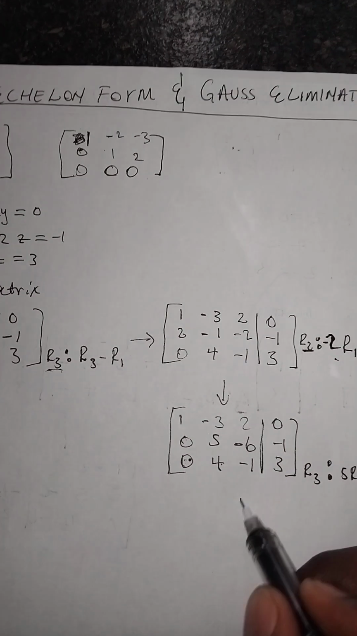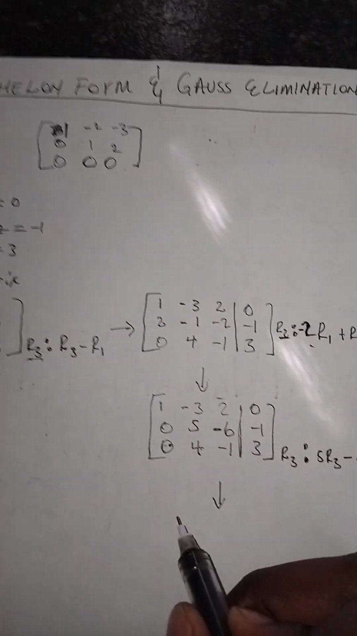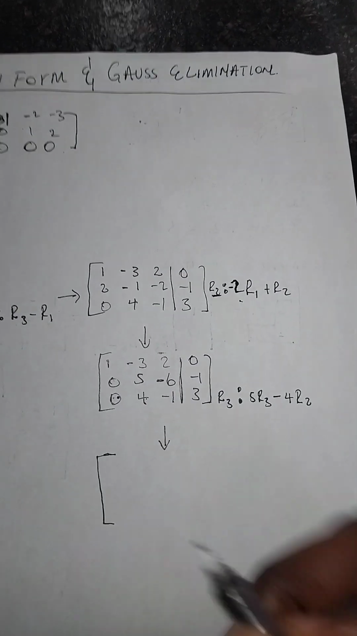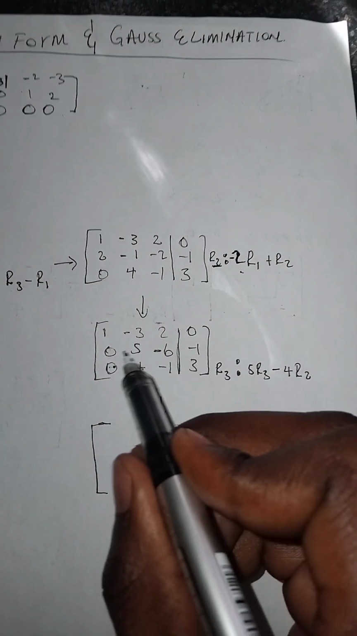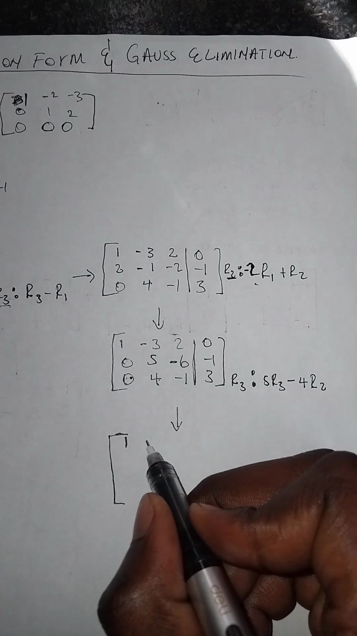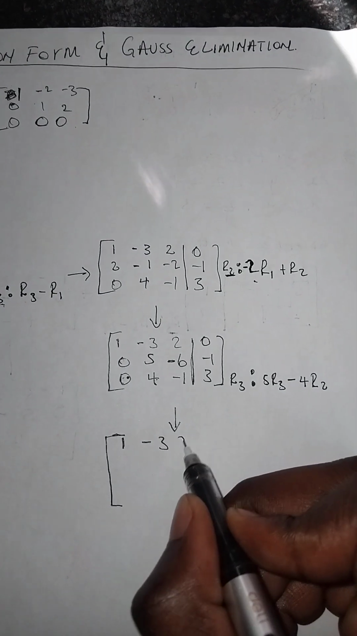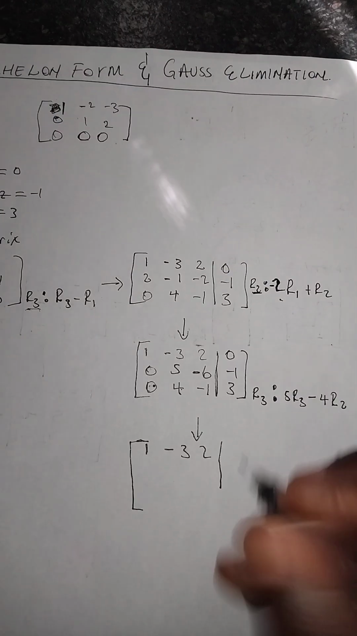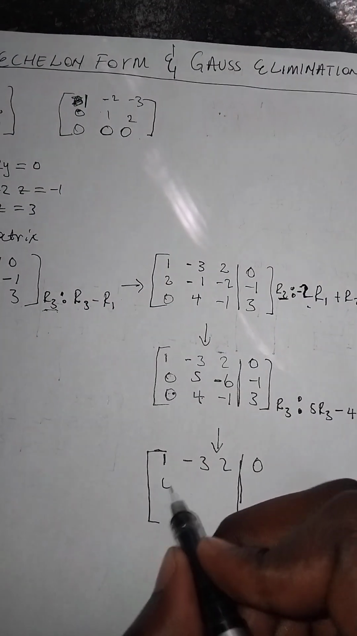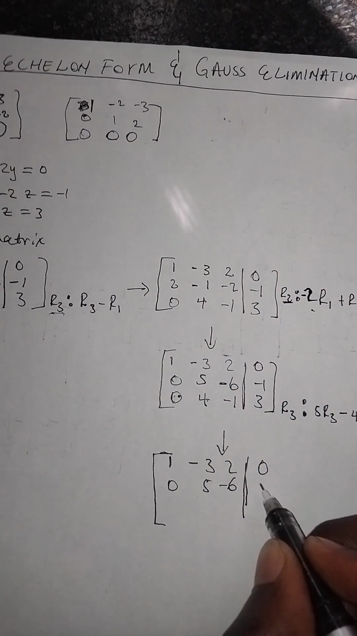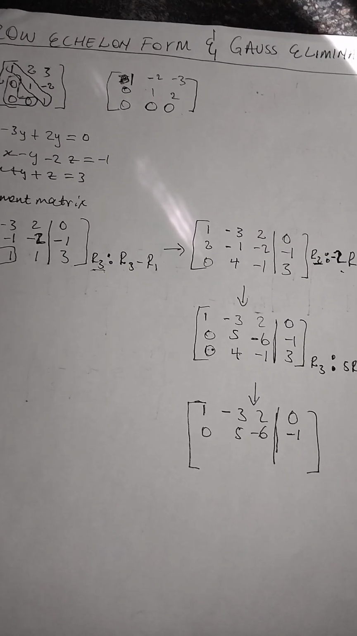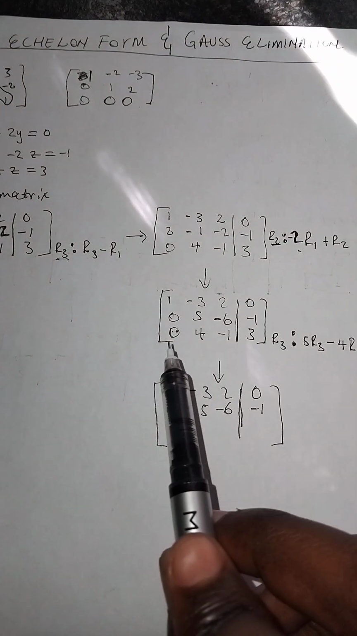So let's see what we get from that operation. The ones where we're not applying the operations are going to remain the same. So this row is going to remain 1, minus 3, 2, and 0. And also the second row is going to remain 0, 5, minus 6, minus 1. Then, yes, the one that is going to change is this one.